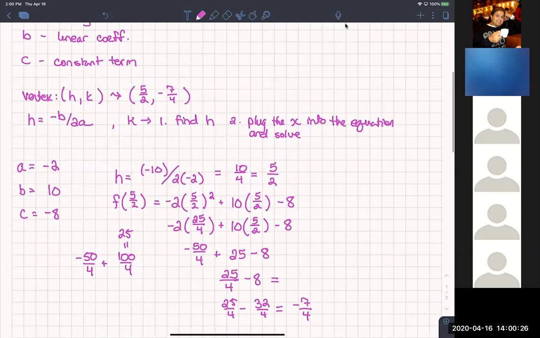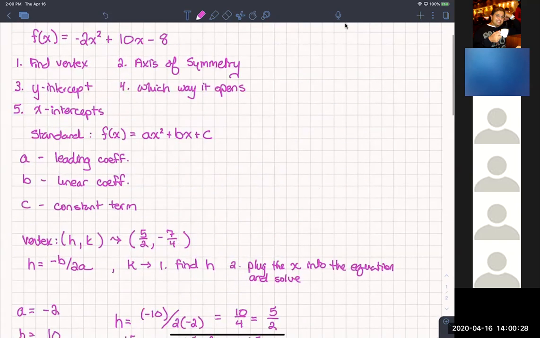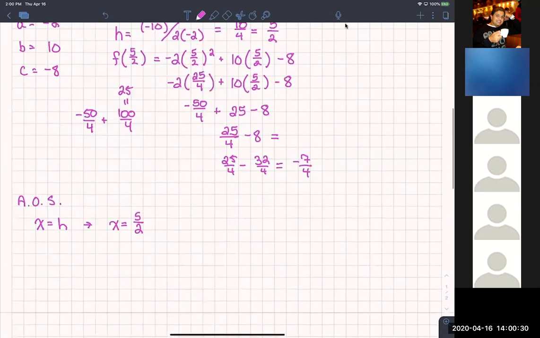The next thing we were asked to find is the y-intercept. The y-intercept is where the graph crosses the y-axis, and it's given by 0, comma, the constant term. And the constant term is negative 8. So there we go. So that's the y-intercept. It crosses the y-axis at negative 8.